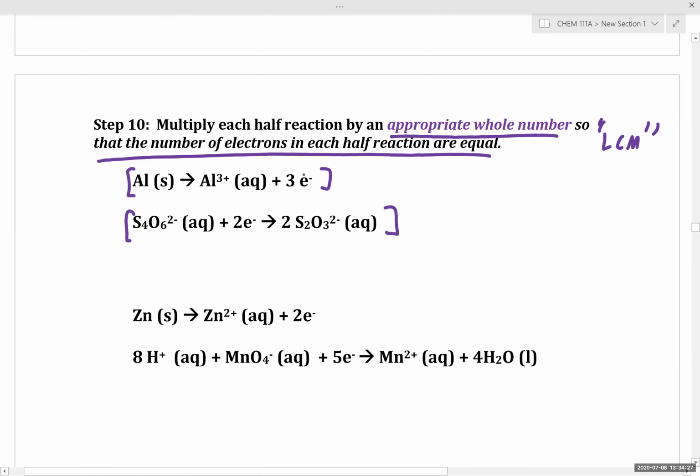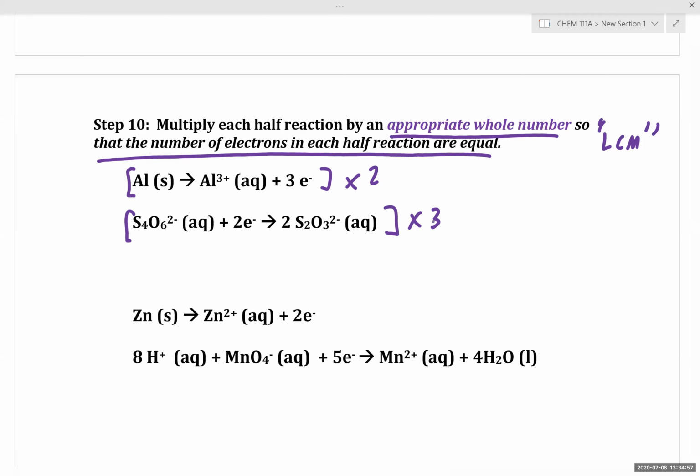If we have 3 electrons lost on the top and we have 2 electrons gained on the bottom, what is our least common multiple number of electrons? What's the smallest common multiple between 3 electrons and 2 electrons? 6. So we're going to multiply the top equation by 2, the bottom equation by 3.